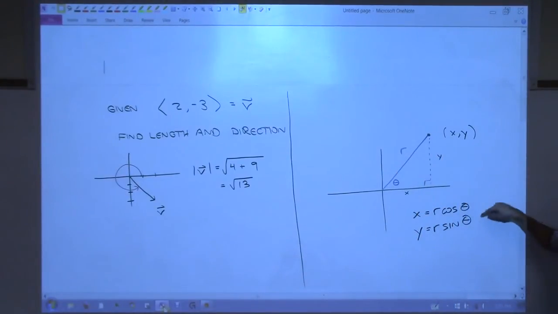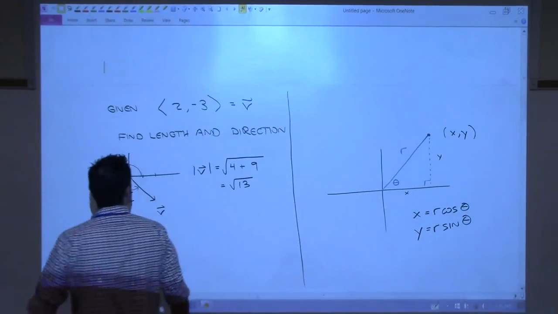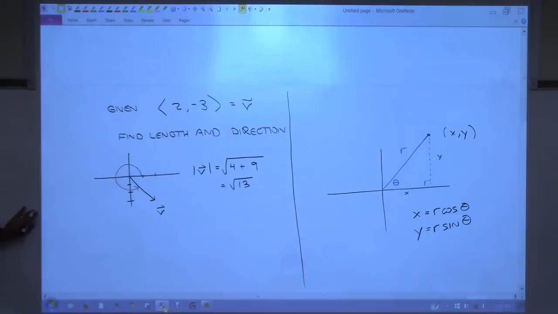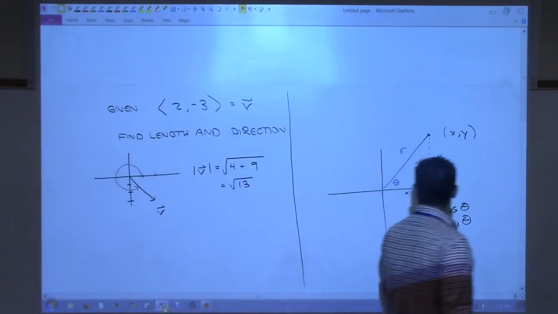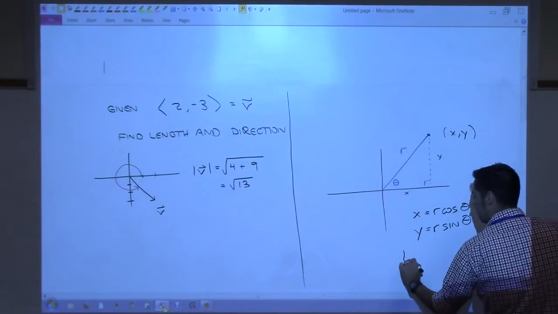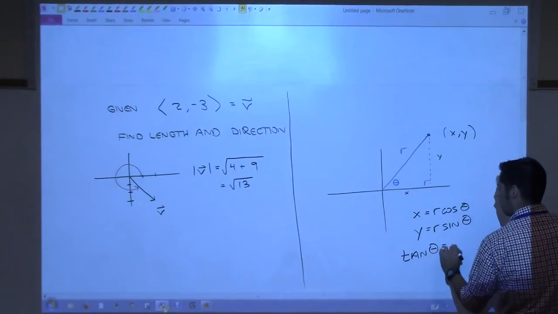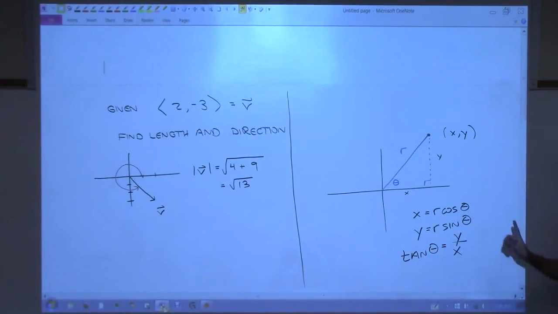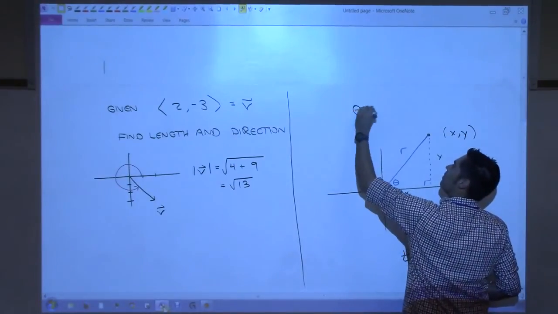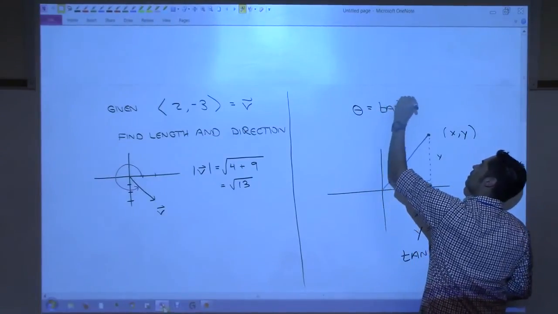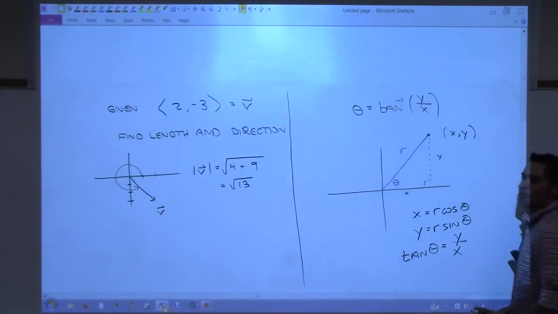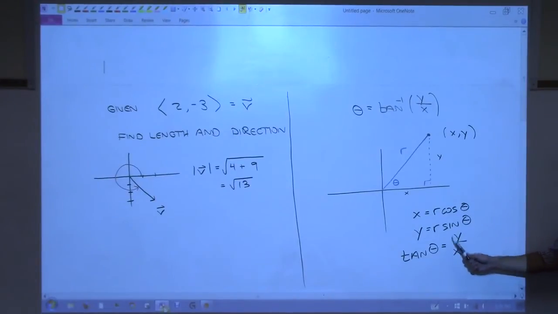This formula works for all angles. So what we're going to do here is try to recover the angle. What was tangent theta on this picture? Y over x. If you take inverse tangent on both sides, you get theta is arctangent of y over x. So you can always recover the angle if you know the x and y coordinates of the point.